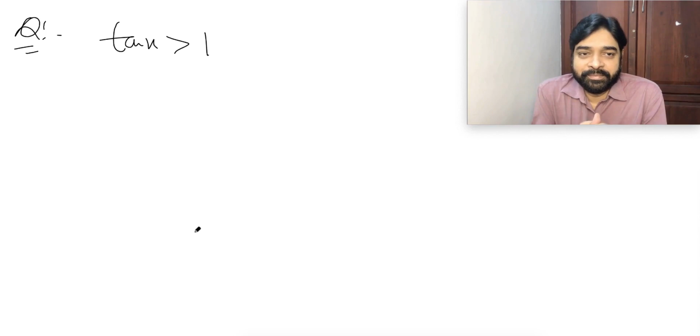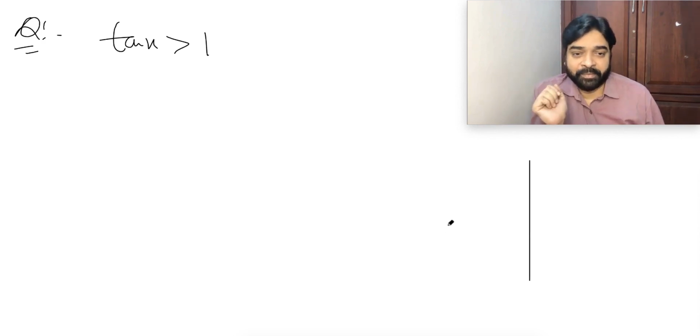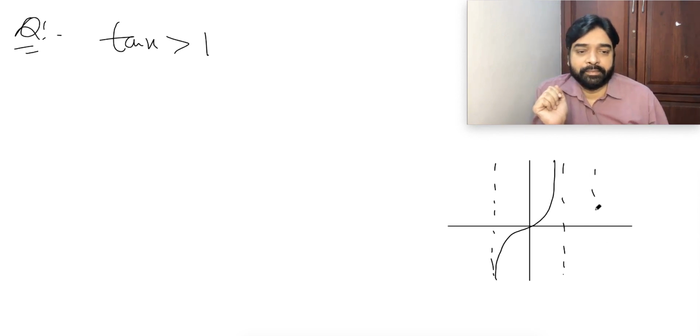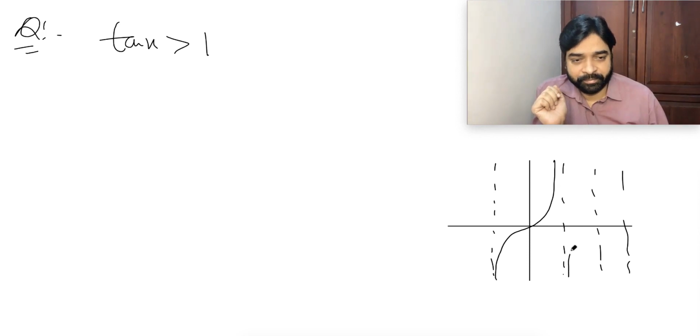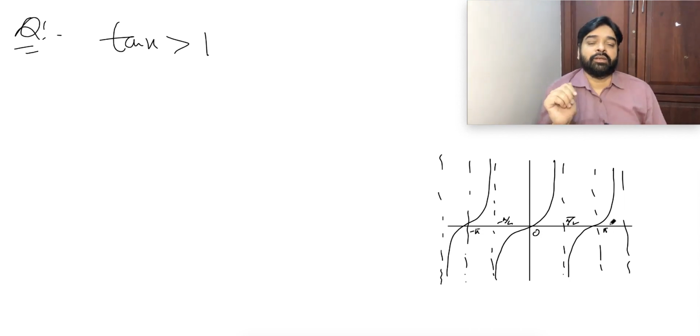Tan x graph. All 6 trigonometric function graphs you should remember. This is your tan x graph. This is the tan x graph. Tribute to those people who forgot. This is 0. This is pi by 2. This is pi. This is minus pi by 2. This is minus pi, and so on.